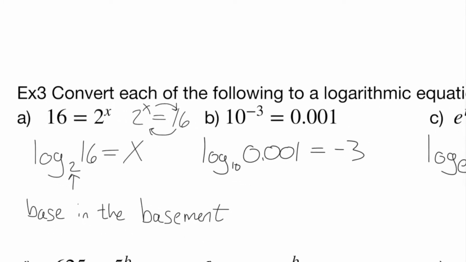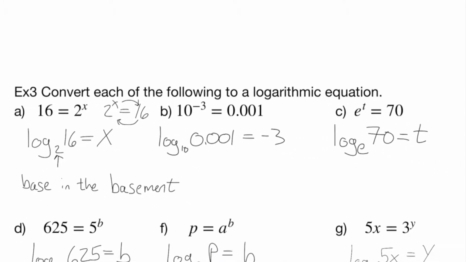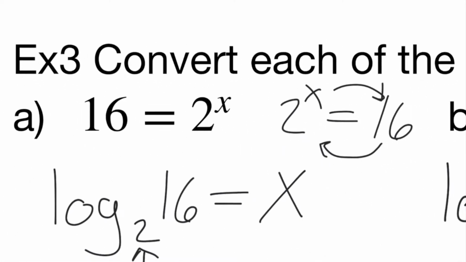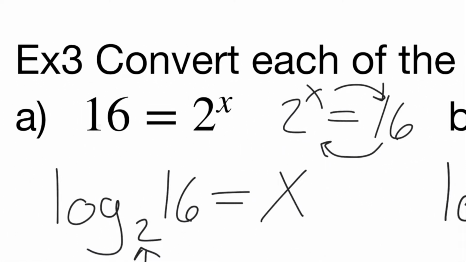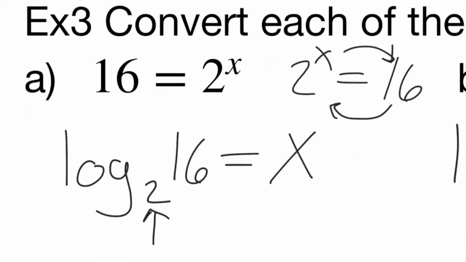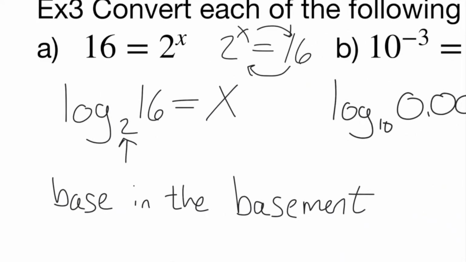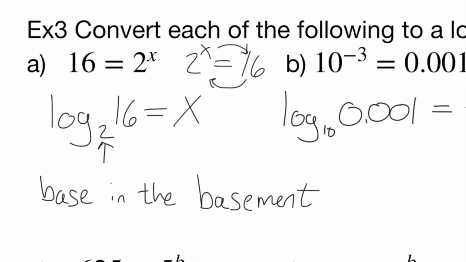So the instructions here say convert each of the following to a logarithmic equation. So here, we're going to take 16 is equal to 2 to the x. And you need to switch the exponent and the power. So the power goes here, and the exponent goes over here on the outside with a base of 2. Log base 2 of 16 is equal to x. One way I like to remember that is the base goes in the basement.